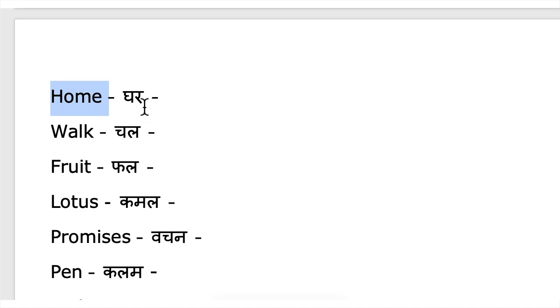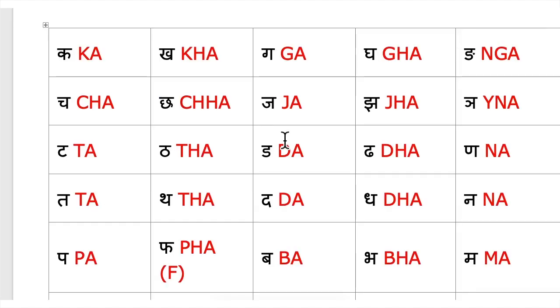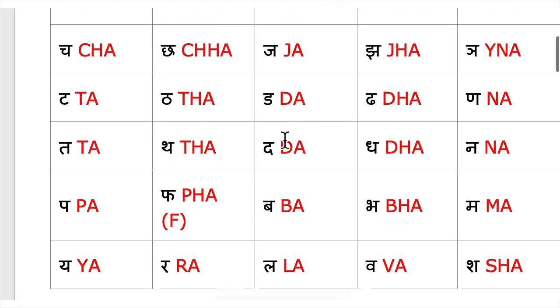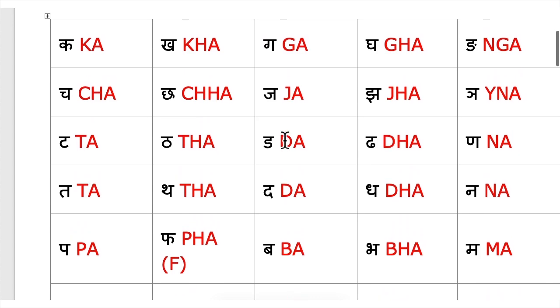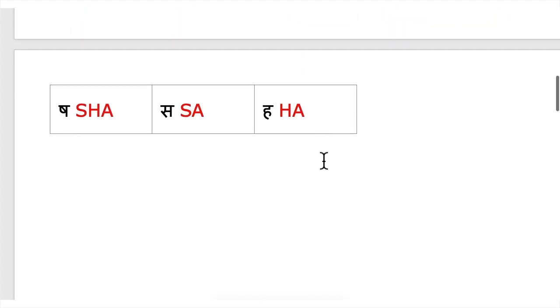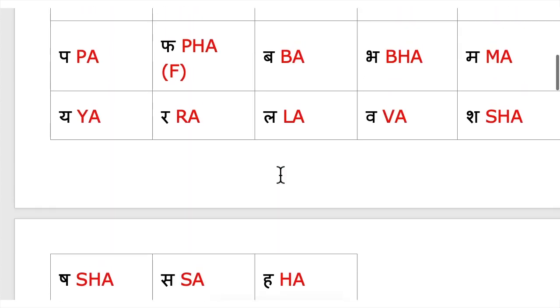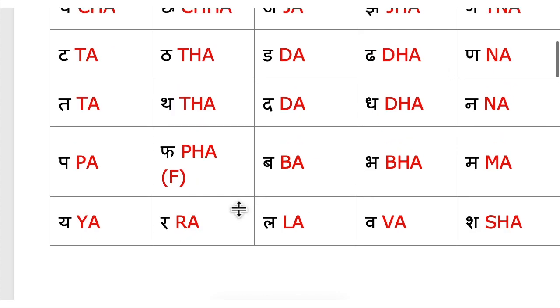Home is called ghar in Hindi. We can write ghar like this: GH for gh and R for r. Ghar means home. As I showed you in the last video, gh is called Gha. Then we write gh like this, and R for r.